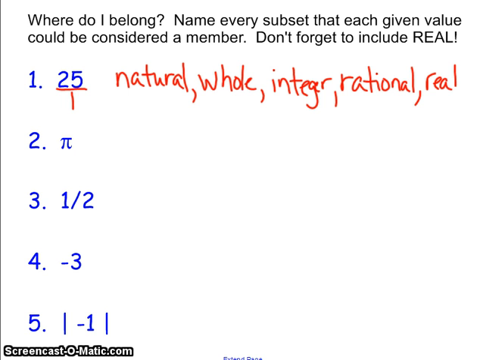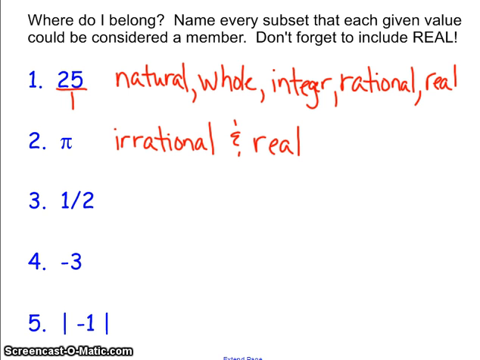Okay, let's go to number 2. Number 2, I mentioned this in the notes in the previous slide, pi. Hopefully you remember pi is one of those really special numbers in the irrational group. And again, hopefully you are also remembering everything is real. So we've got to put that pi as a real value as well.